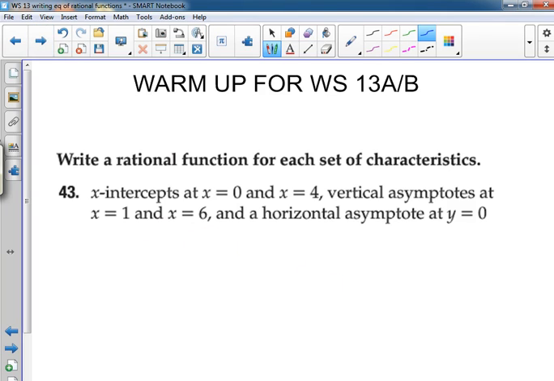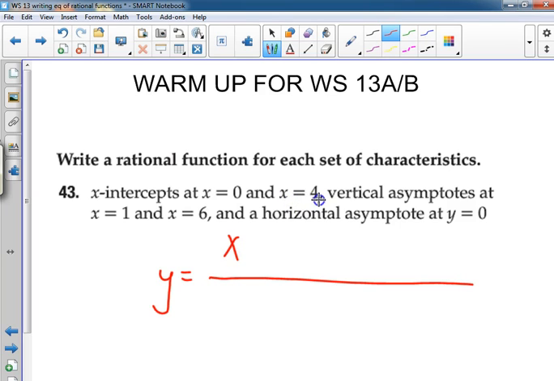This is a little more warm up for what we're doing today. You don't have this one either, but we're supposed to write a rational function. Help me out. If it has an x-intercept at 0, what has to be true? Look on your yellow sheet if you need to. How do you find an x-intercept? It has to make the top equal to 0. So I need an x.